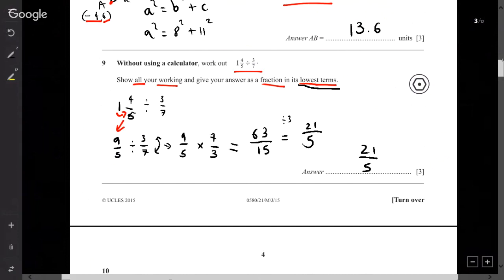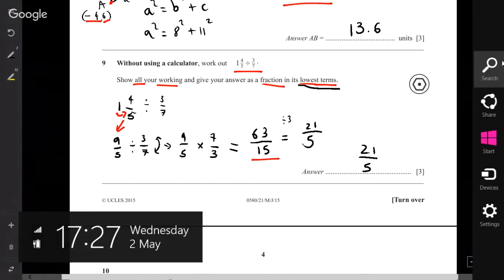Just done that on my calculator. It's come up with 63/15. I can see that 3 goes into both of these numbers. So to get it into its lowest term, I'm going to divide both of the numbers by 3 to get 21/5. And that is the final answer.